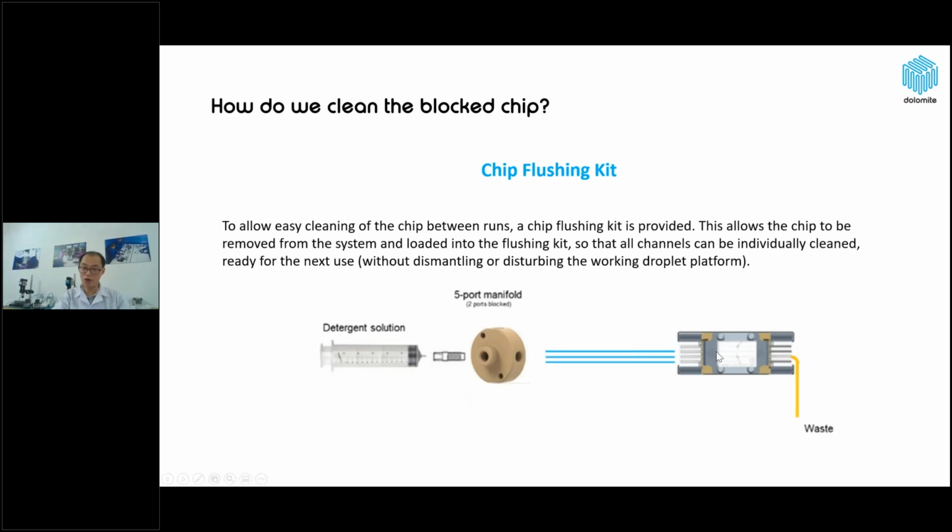the chip more than 3, for example, a 5 input chip, or a 2 reagent chip. Like for example, here in my hand now, we have a 2 reagent chip. It means we have 4 input channels. So in this case, we should use the 5-port manifold to divide enough channels to tubing to the chip, when doing the chip cleaning or chip fluxing step.